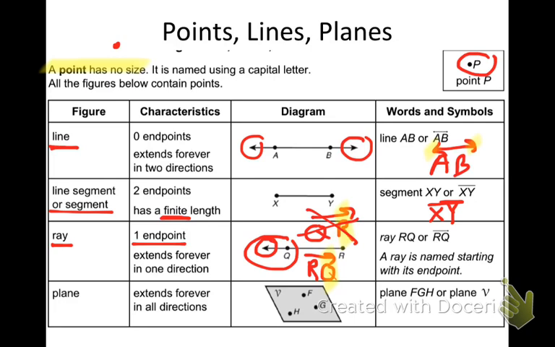To identify a plane, you either list three coordinates in the plane, or a lot of times they'll use an italicized, old English capital letter. That's plane B. But again, it extends forever in all directions. A lot of times you think of a flat surface, your piece of paper. In your textbook, they'll use a parallelogram to identify it's a plane. Those are the three base points of geometry.